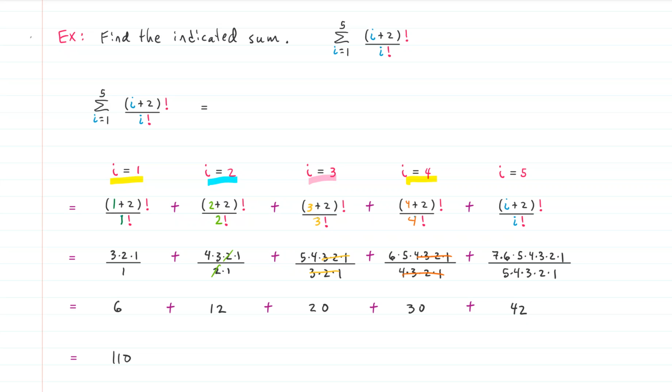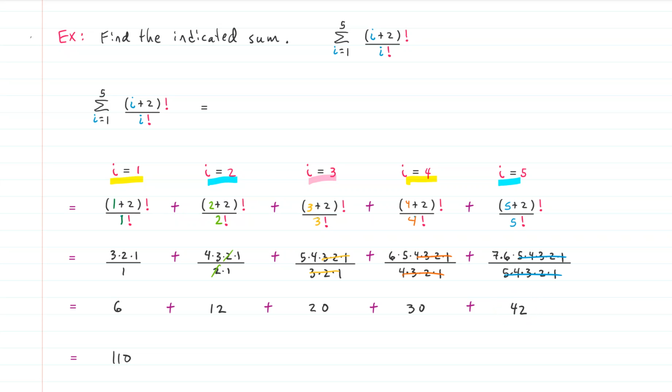You're kind of seeing a pattern, I bet. So when i equals 5, what am I left with? I have 7 factorial on the top and 5 factorial on the bottom. So the 5 factorial on the bottom cancels with the 5, 4, 3, 2, 1 in the top, and I'm left with 7 times 6, which is 42.